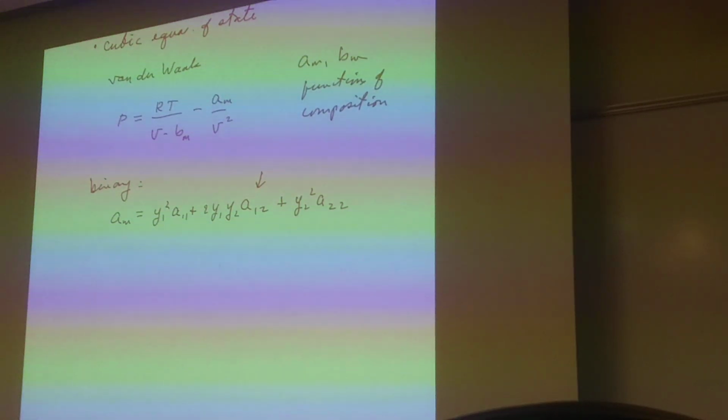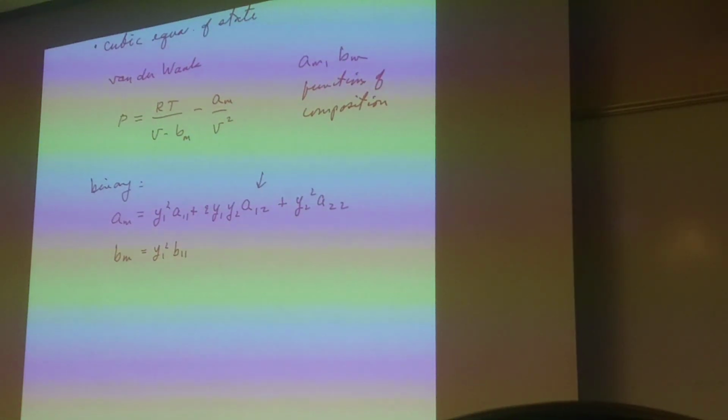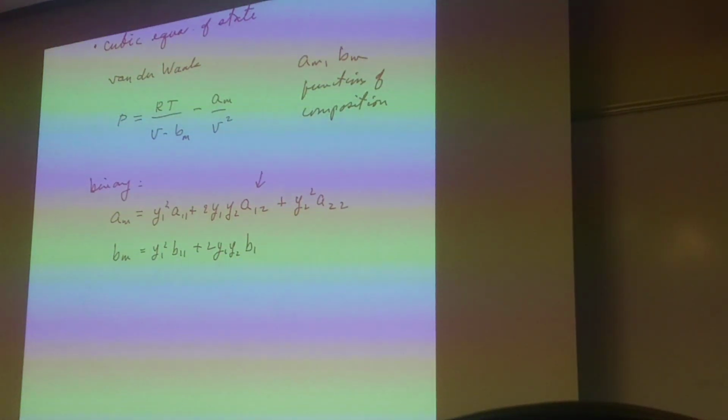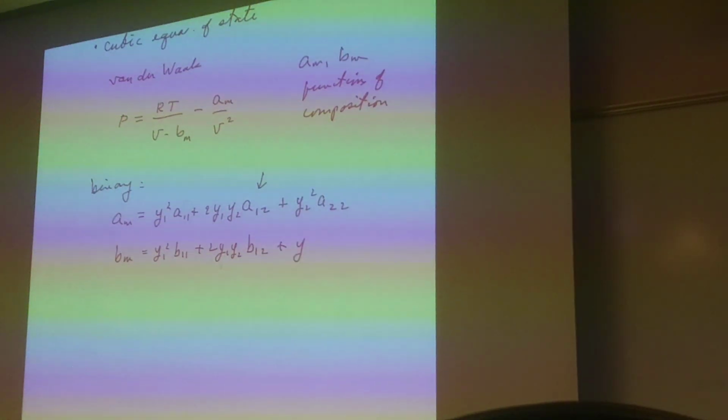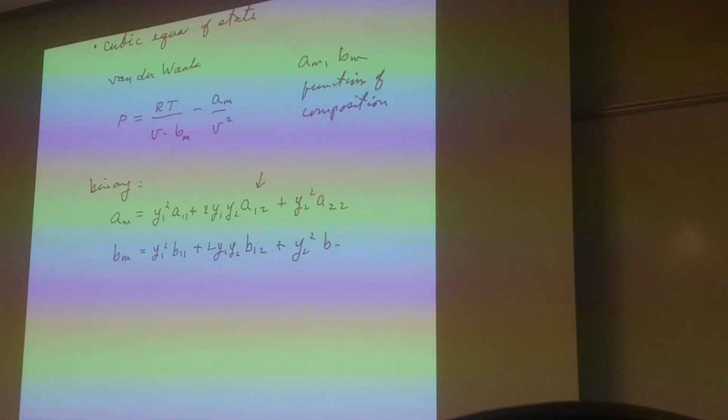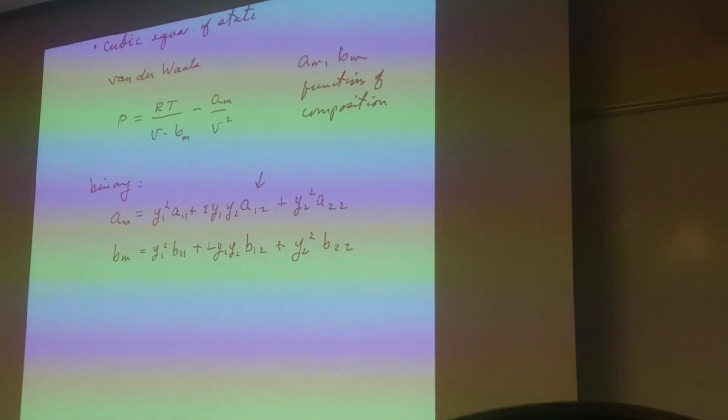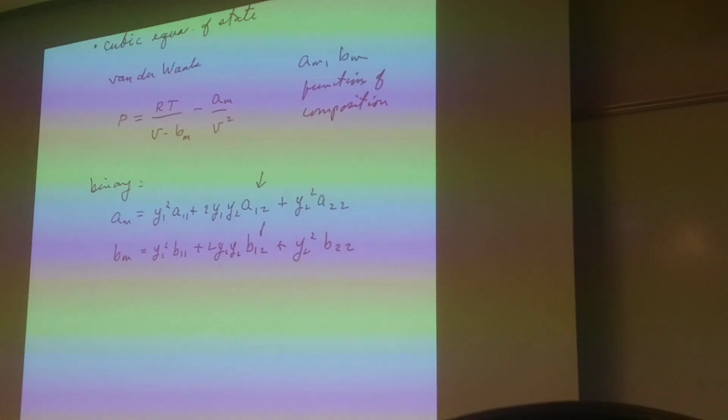But the other constant also would be assumed to be a binary function, so I write that out the same way. y1 squared B11 plus 2 y1 y2 B12 plus y2 squared B22. So what we need to do here is deal with these cross constants.